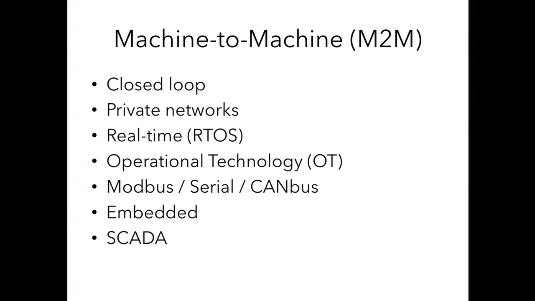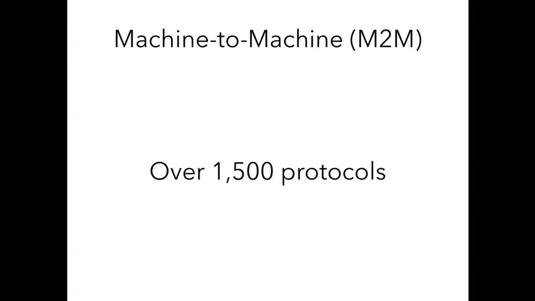Yeah, and we've been doing this for 30, 40 years, right? So this is not all that new. Thing is, what we're coming out of in M2M is closed-loop systems on private networks that are incredibly fast. They use real-time operating systems, and operational technology has been really the business driver of having all of this. You've got stuff like embedded software and SCADA networks. And we also have over 1,500 protocols.